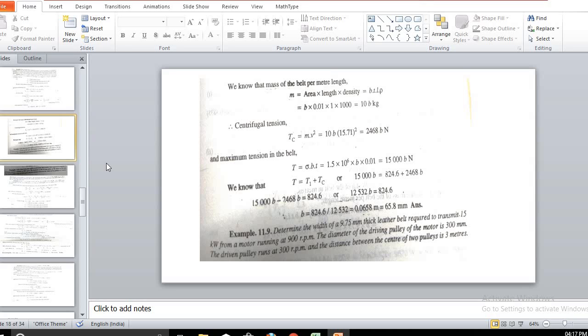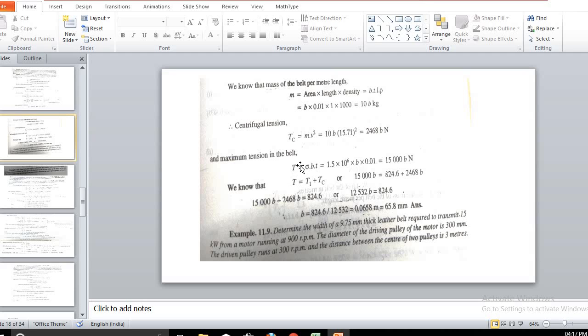Put here the Tc value. Tc is equal to m v square. Mass is 10B. V is 15.71 square. So it becomes 2468B Newton. We have the maximum tension formula: maximum tension is equal to sigma B t. Sigma is given, B is unknown. So T is equal to this much in terms of B.